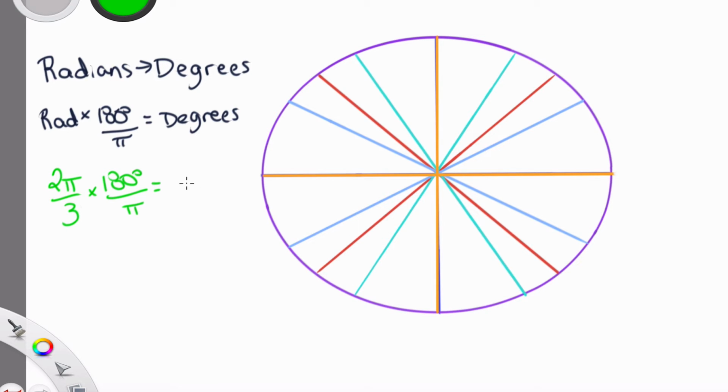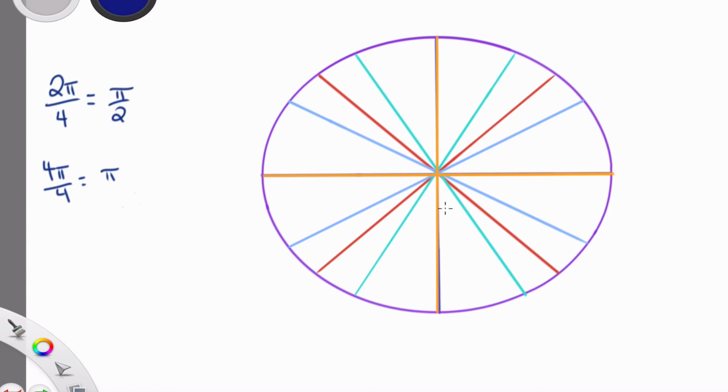2 pi times 180 degrees would be 360 degrees pi. I know it looks weird, but the pi's will cancel in just a second. 3 times pi would be 3 pi. Now I may reduce. 3 goes into itself one time. 3 goes into 360 120 times, and that's still in degrees. Also, our pi's cancel out, as I just said. We have 120 degrees divided by 1, which is 120 degrees. There you have it. 2 pi over 3 is the same as 120 degrees.